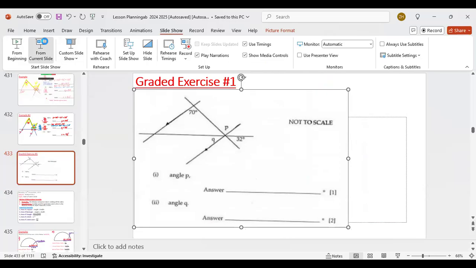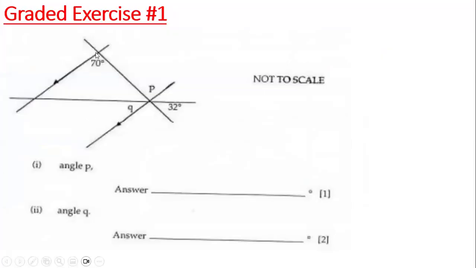So what we have here is these two lines going like this. We have this triangle on the inside. This is 70. This is 32. This is Q. And our goal is to figure out what is angle P and angle Q.